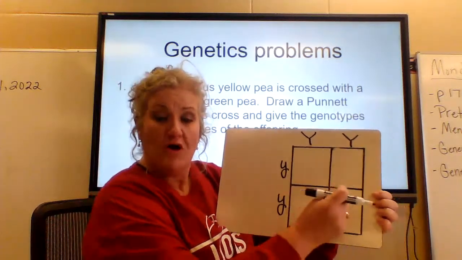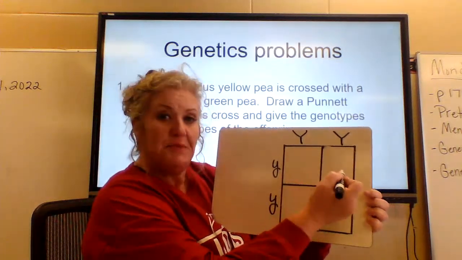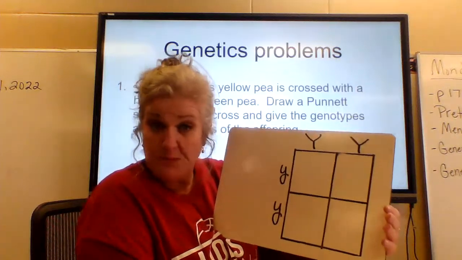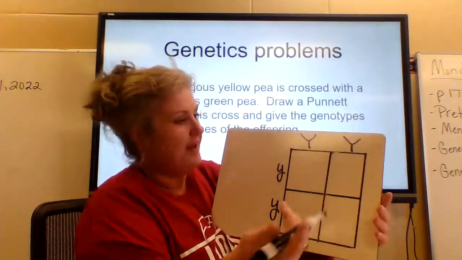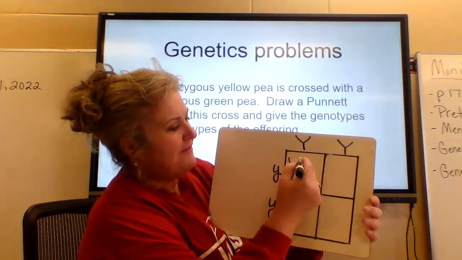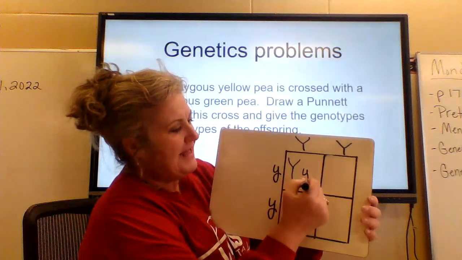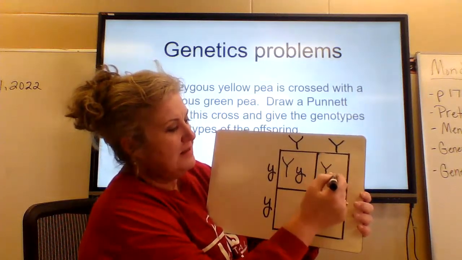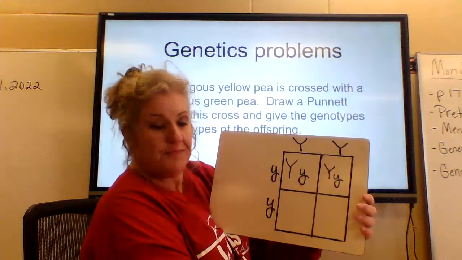So now you cross these in each blank, and each one of these blanks gives me a possible offspring. That's what's possible in their offspring, okay? So always put the capital letter first. So I bring down from the top, I have a big Y, and from the side, I have a little y. From the top again, I bring down a big Y, and I bring down a little y.